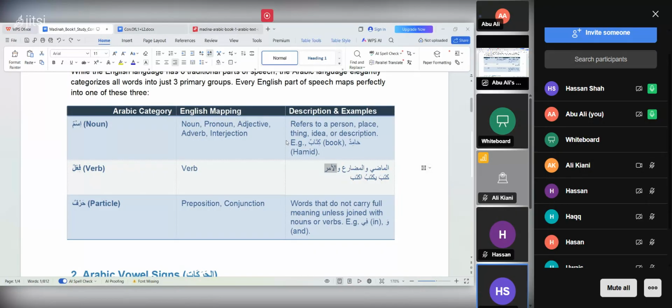Could you say that again? Sorry. والمضارع. مضارع. And والأمر. الأمر, صحيح. أحسنت. Can you translate these three types?